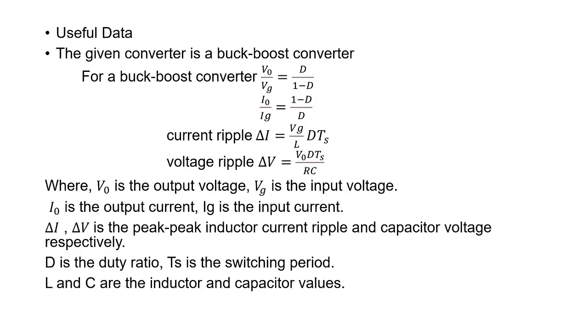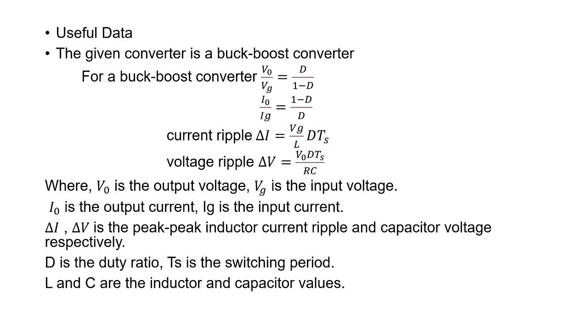The useful data for this particular question is to know the steady-state equations of the buck-boost converter. The circuit asked in the question is a buck-boost converter. For a buck-boost converter, the ratio of output voltage to the input voltage, V0 to Vg, is given by d by 1 minus d, where d is the duty ratio. Similarly, the current ratio, the output current to the input current, is given by 1 minus d by d.